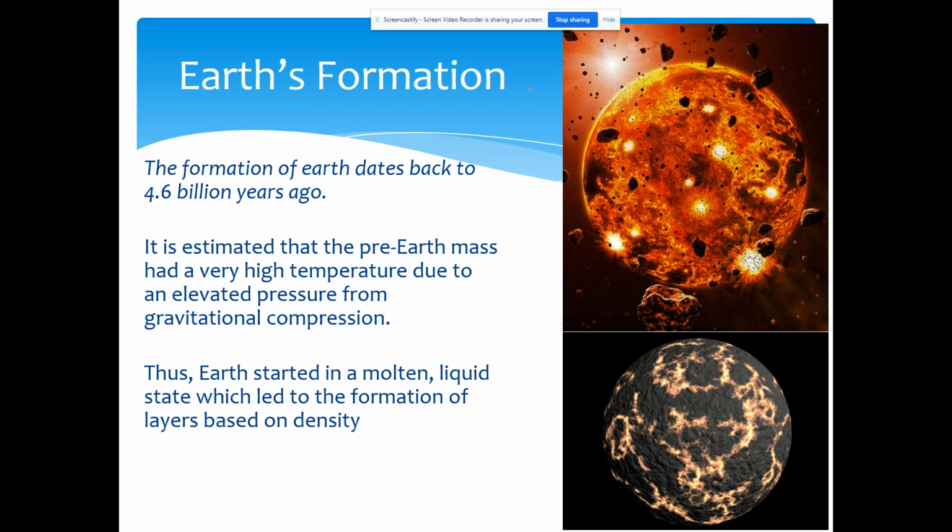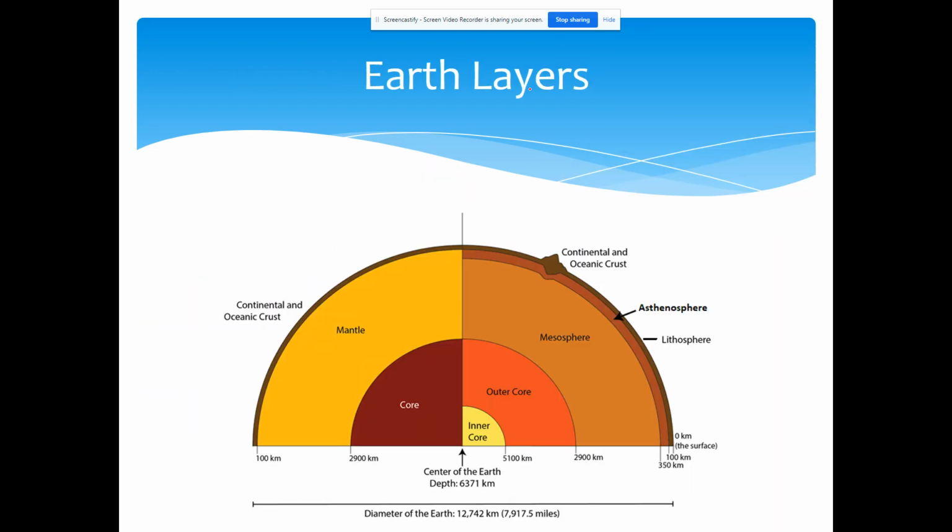Recall when we talked about density, that's the compactness of the particles. So the more compact the particle is, the higher the mass content per unit volume. Those particles sank to the center of the Earth, while the smaller in density particles floated to the surface of the Earth. Now, there's actually two different systems that we use for Earth's layering system.